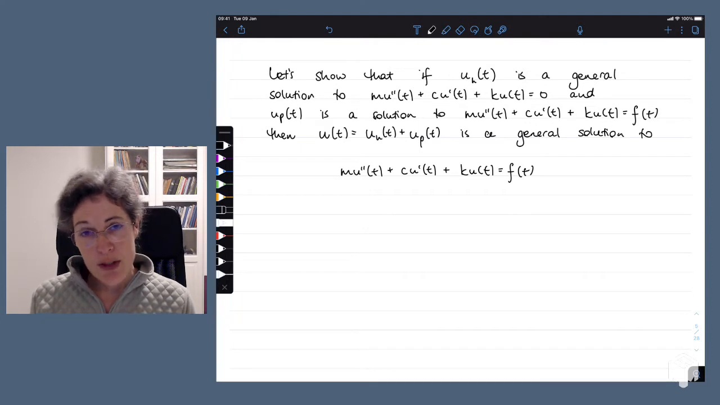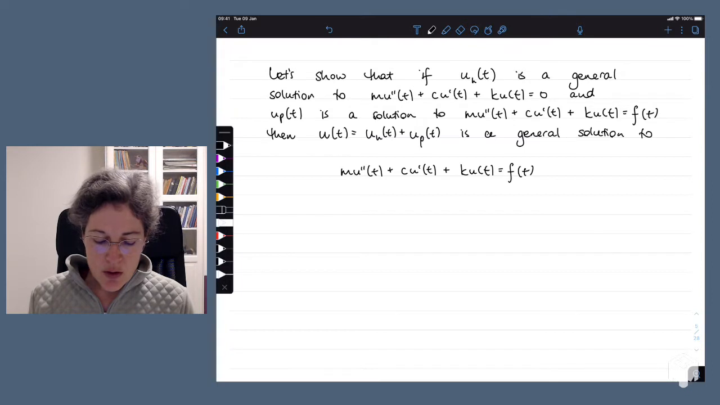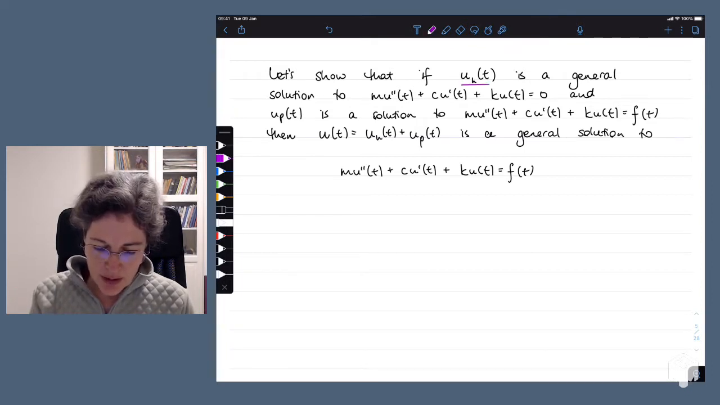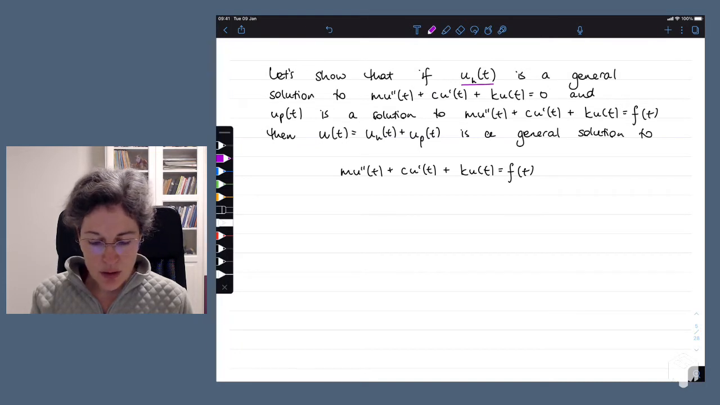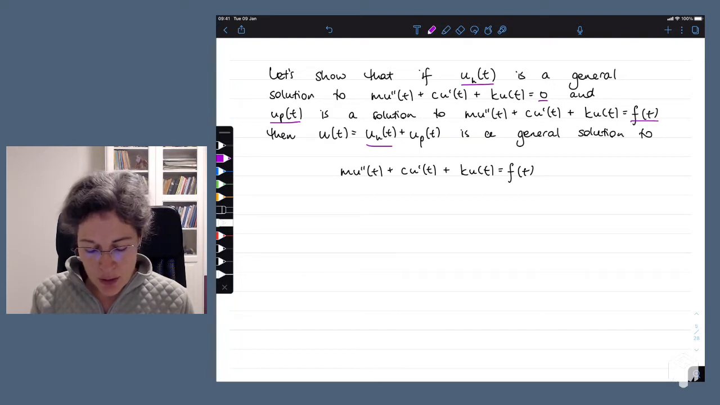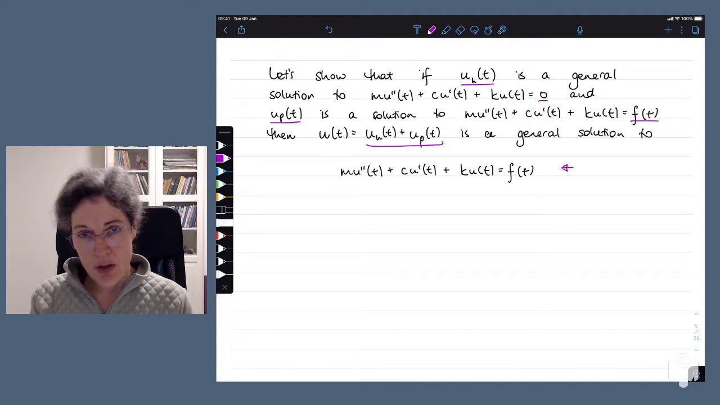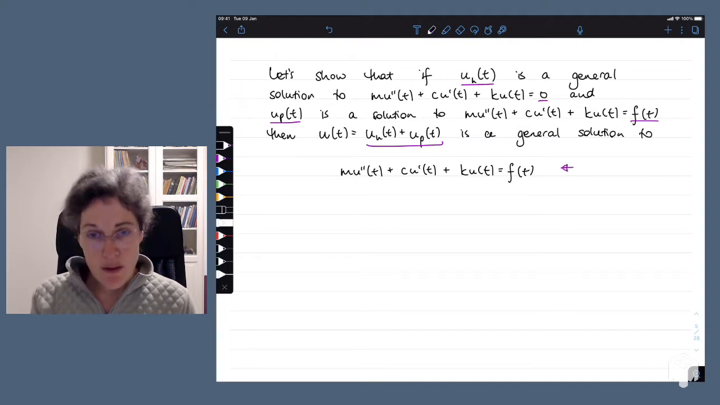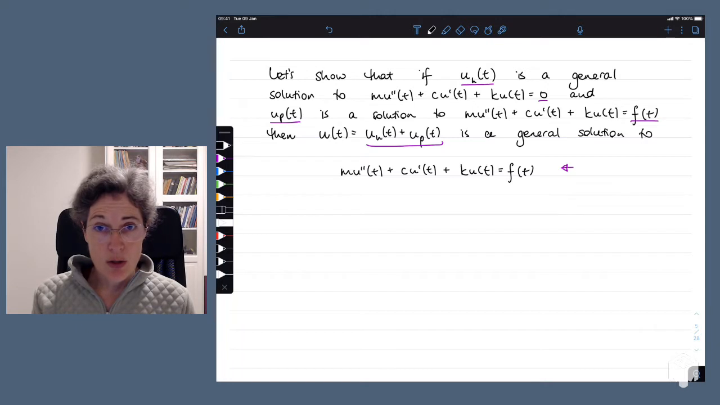So you've seen proofs like this before. I'm going to sketch it out for you. What we want to do is show that if we have a general solution to the homogeneous equation and a particular solution to the non-homogeneous equation, then the claim, which we want to prove, is that if I add those two solutions together, the result is a general solution to the forced differential equation. And the way that one usually does this is one just substitutes in.